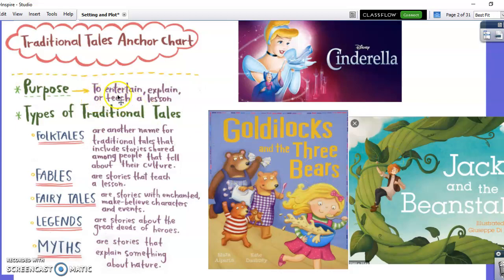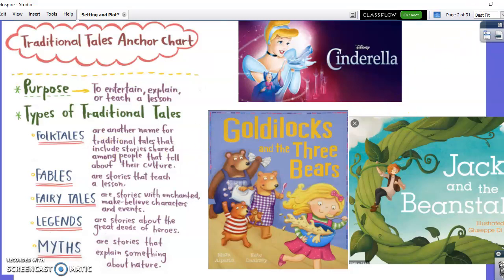The purpose is just to entertain, explain, or sometimes to teach a lesson. Most times, we also know that these are not real stories. Oftentimes they have characters who are animals. Or, like in Cinderella, we have a fairy godmother. That's not real. In Jack and the Beanstalk, he has magic beans that grow a huge beanstalk up into the clouds, where he climbs up there and he sees a huge giant in his house.